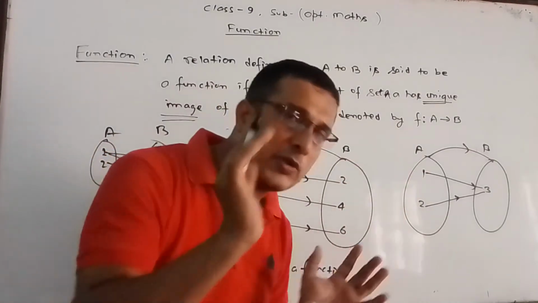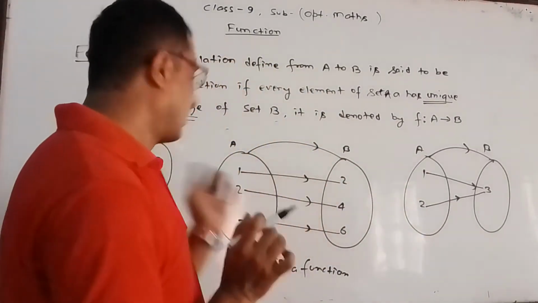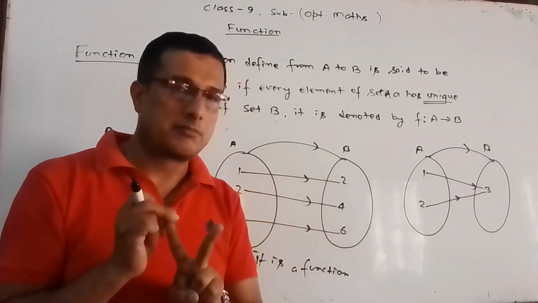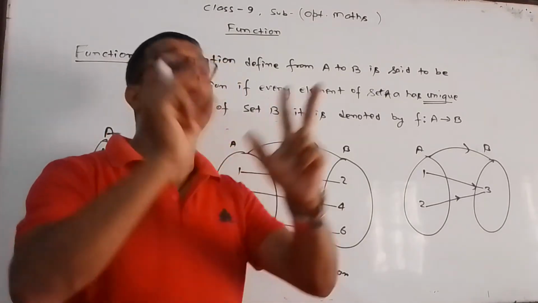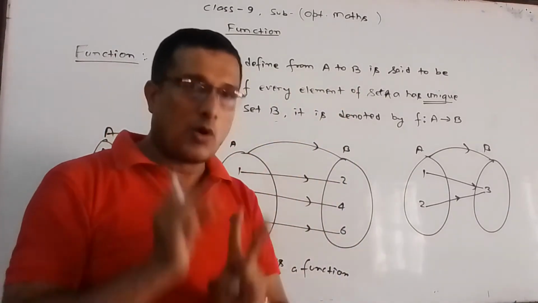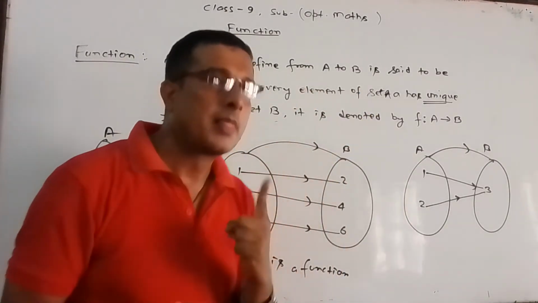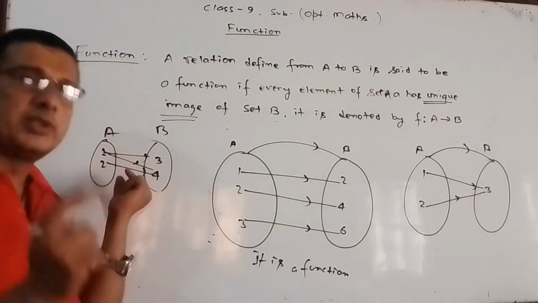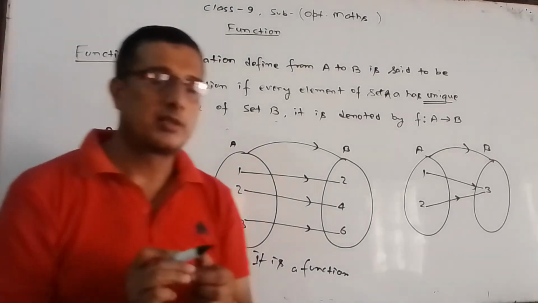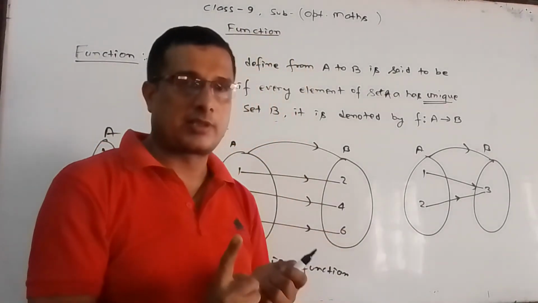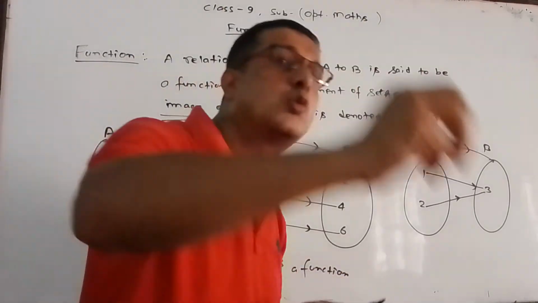I am going to give an example. One person cannot be present in two places. One object cannot have two images. But in one place, you can have two images.